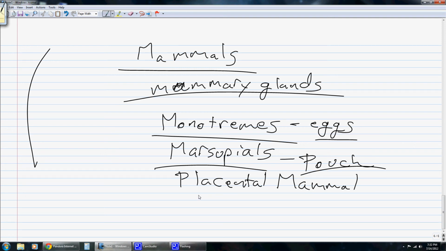Now, the placental mammal, these are mammals that, when they're born, are completely done. They don't need to go back in the pouch. You put them in an egg, you put them on a shelf.